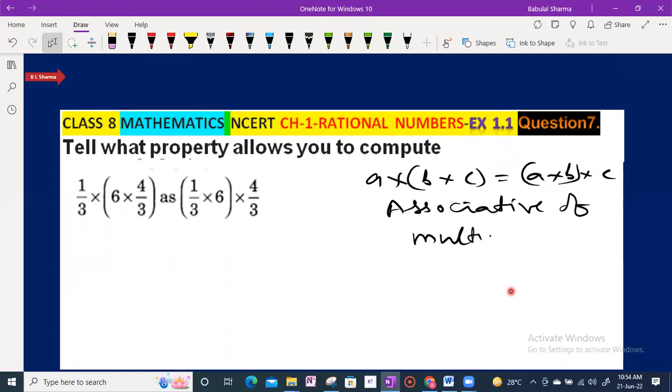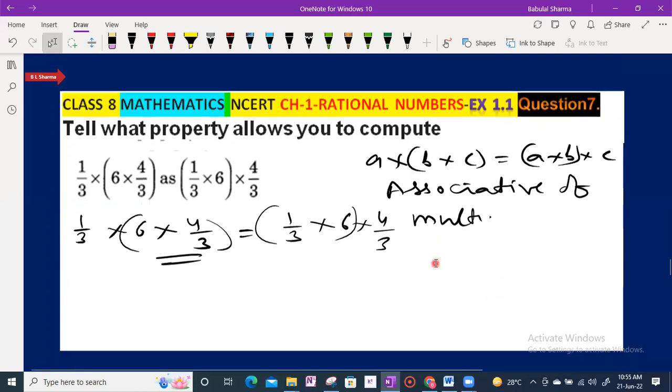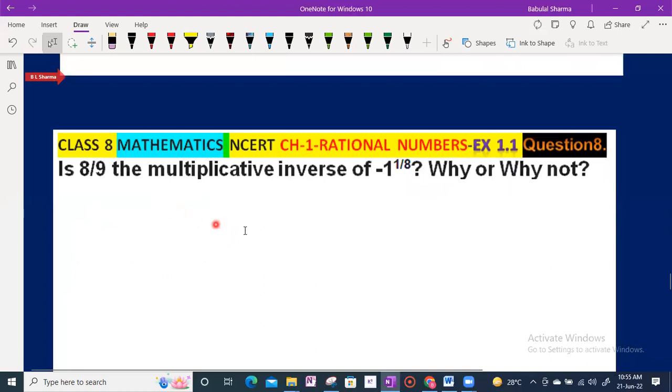So I think that is 1 by 3 into 6 into 4 by 3. That is 1 by 3 into 6 into 4 by 3. इसमें फर्स्ट सेकंड और थर्ड का ग्रुप लिया है और इसमें फर्स्ट और सेकंड का ग्रुप लिया है. So this property is associative property of multiplication. That is question number 8 here.